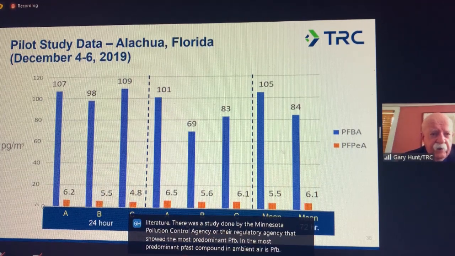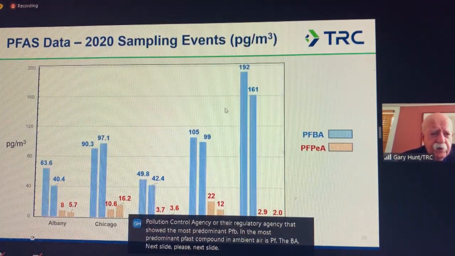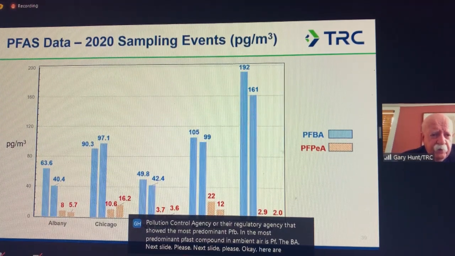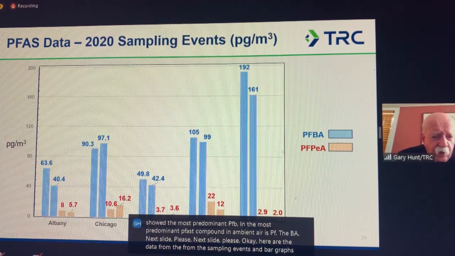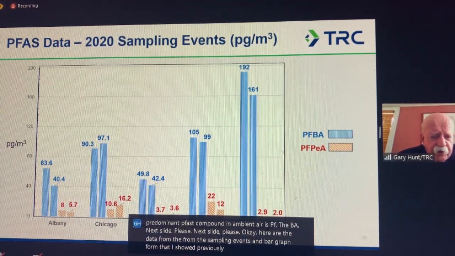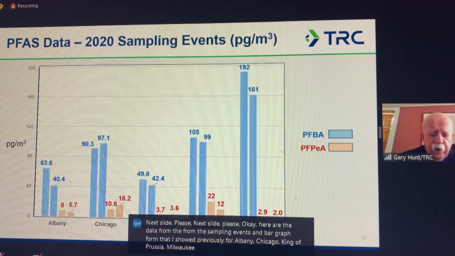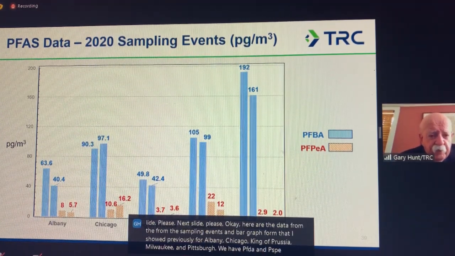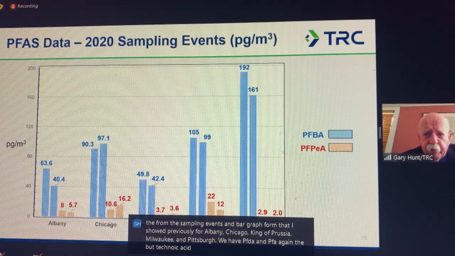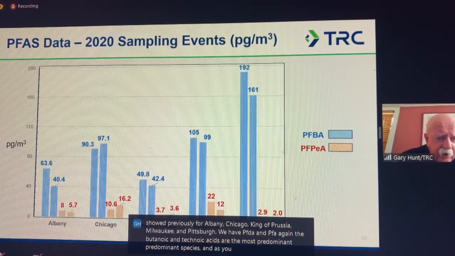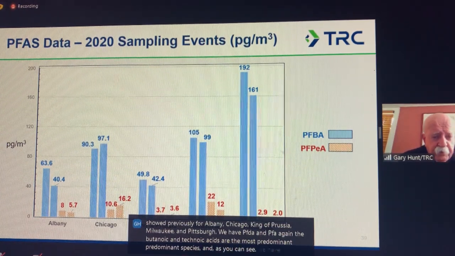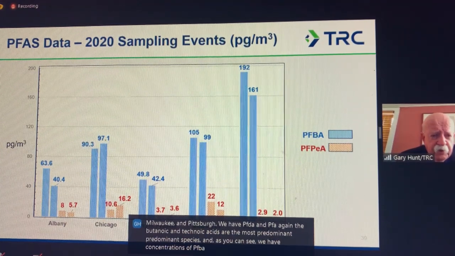Next slide, please. Okay, here are the data from the sampling events in bar graph form that I showed previously for Albany, Chicago, King of Prussia, Milwaukee, and Pittsburgh. We have PFBA and PFPeA. Again, the butanoic and pentanoic acids are the most predominant species. As you can see, we have concentrations of PFBA that are the most predominant.